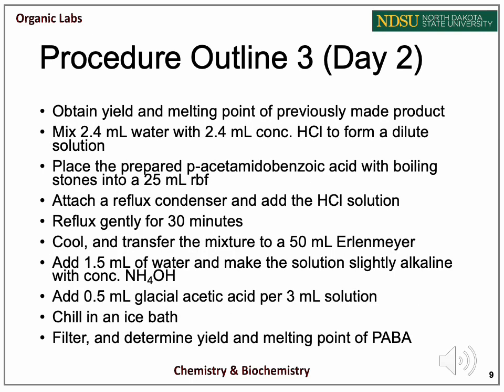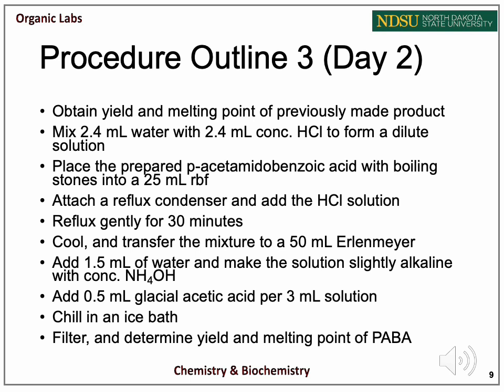For the second day of the lab experiment, we will start by obtaining a yield and melting point of the previously made para-acetoaminobenzoic acid. We will then make a 50-50 HCl to water dilute solution by adding 2.4 milliliters of concentrated hydrochloric acid into 2.4 milliliters of water. Remember, add acid. We are then able to place the prepared para-acetoaminobenzoic acid with a few boiling stones, 2 or 3 should be fine, into a 25 milliliter round bottom flask.